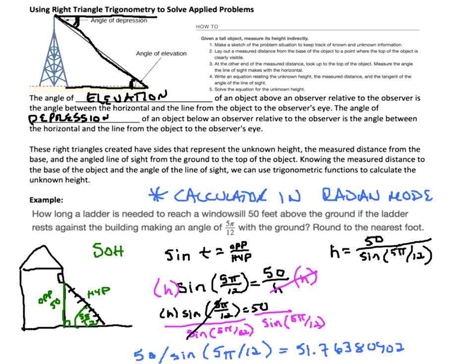So it tells us to round to the nearest foot. So the ladder is approximately 52 feet long.